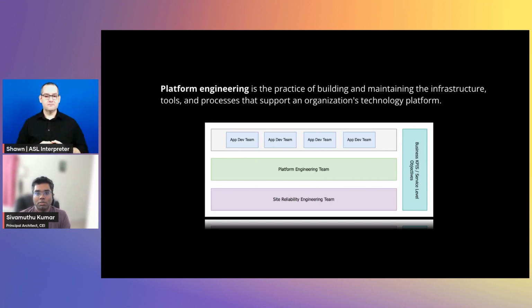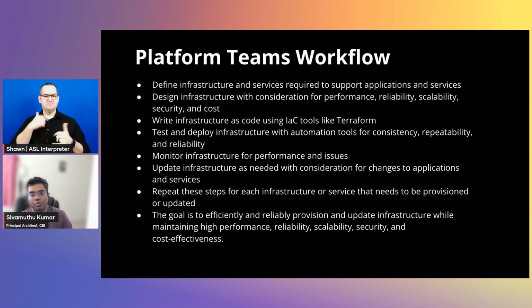You can see the diagram there, which I explained in the previous slide. The success of the entire product or team is measured by the business KPIs and the service level objectives. There are multiple app dev teams in the product teams, and they rely on the platform engineering team to build the infrastructure and the site reliability engineering team to monitor and operate the systems in production. That's where platform engineering comes into the picture.